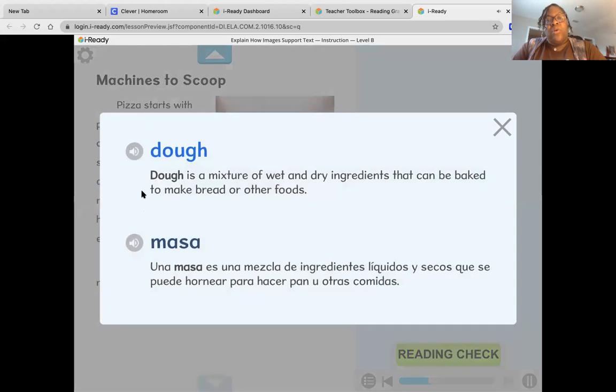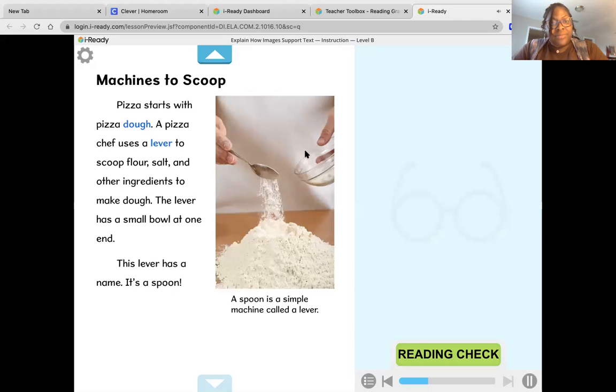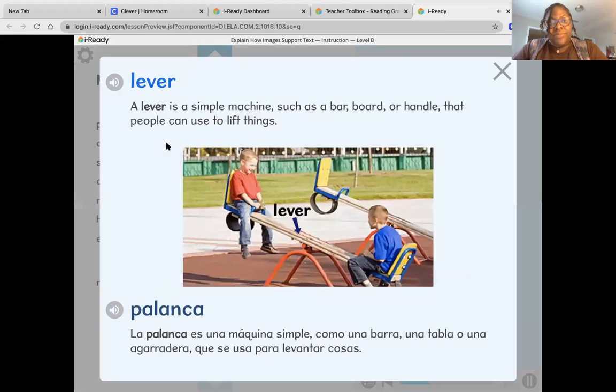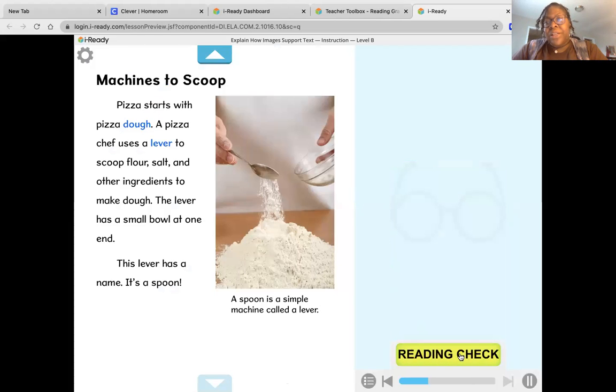And here we see these words. If you did not know, it will tell you what they mean. Dough is a mixture of wet and dry ingredients that can be baked to make bread or other foods. Lever. A lever is a simple machine such as a bar, board, or handle that people can use to lift things. Okay, so let's check our reading.